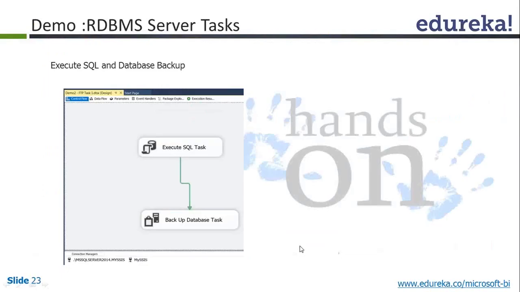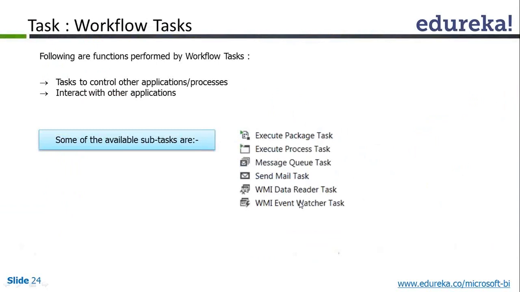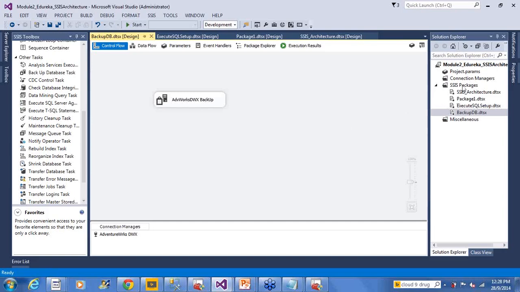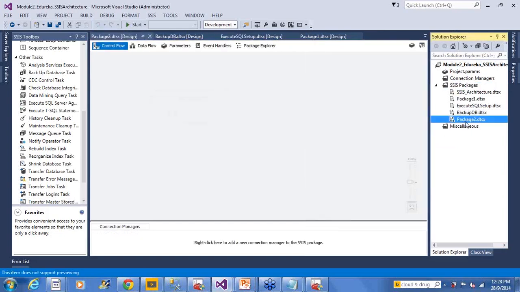So this is what I have, and if I go further to the workflow tasks, right? Workflow tasks are something like execute package task, calling a package from another package, or execute process task, send mail tasks. These are the workflow tasks. So I can quickly tell you about a workflow task. I'll create a new SSIS package. What is my scenario here? I want to call a package called backup database from a workflow task.